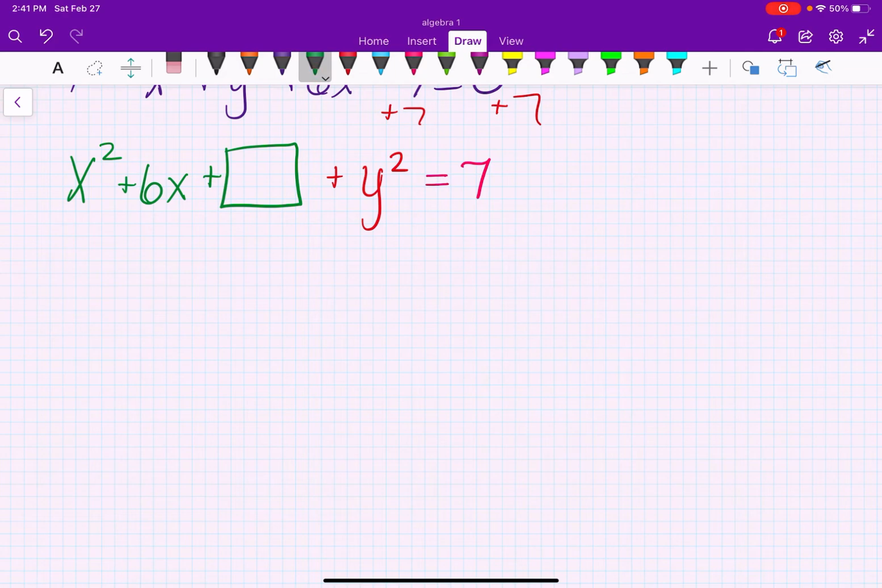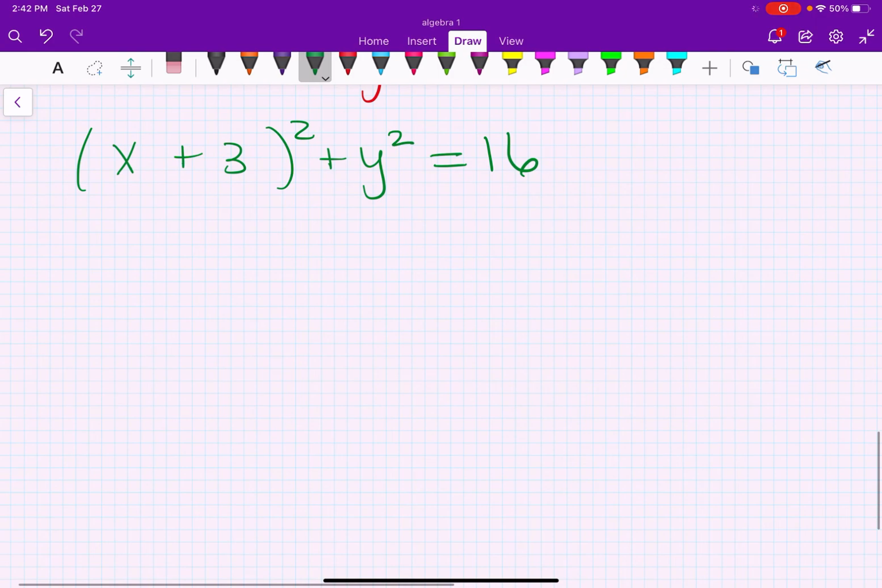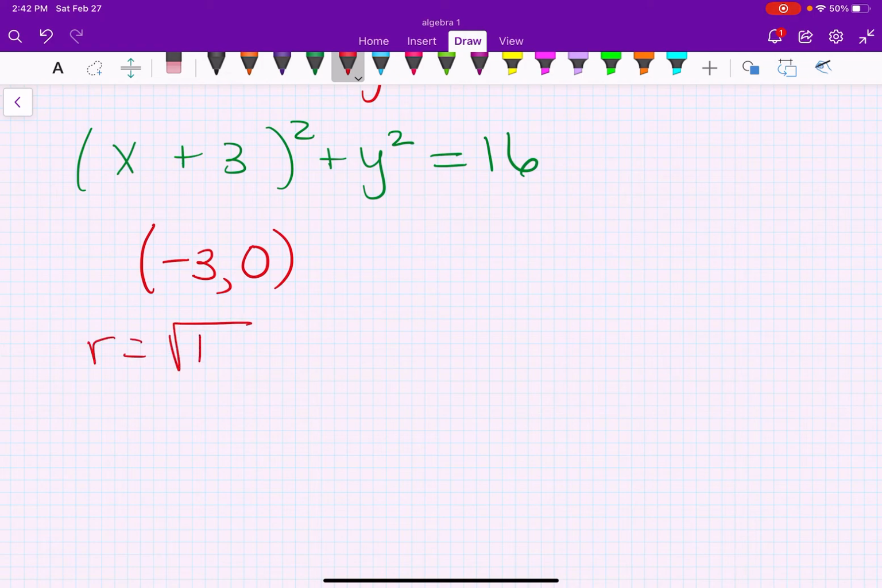Oh, I better put a green square over here, though, right? If I added a square, I better add a square. So again, half it. You know how to do this now. 9 goes in here, so I end up with 16. So my center in this case is going to be -3, and because there's nothing in parentheses with the y, and some of you already guessed it, it's 0. My radius, remember, is going to be the square root of whatever number's over there, so it's going to be 4.